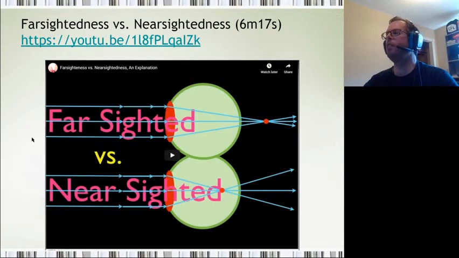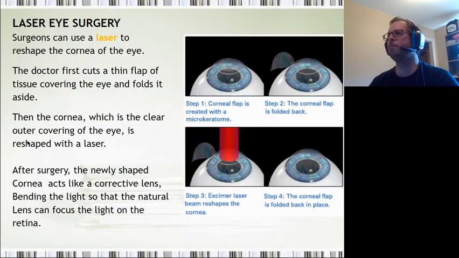Okay, I have a little video that's attached to the presentation as well. I really recommend you have a look at this. It does a great job and has great animations that explain farsighted and nearsighted behavior and the corrections that we take.